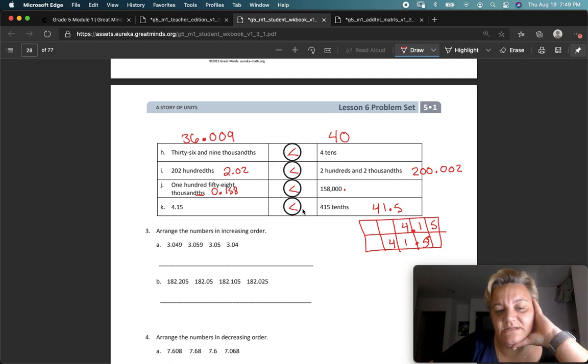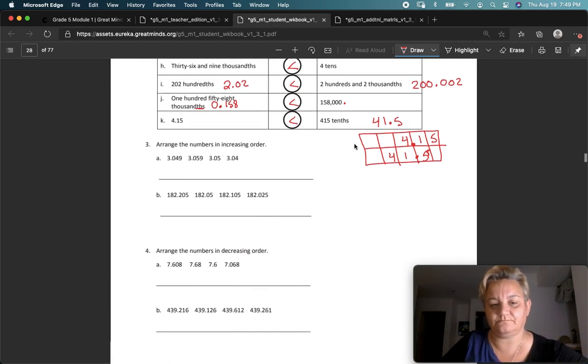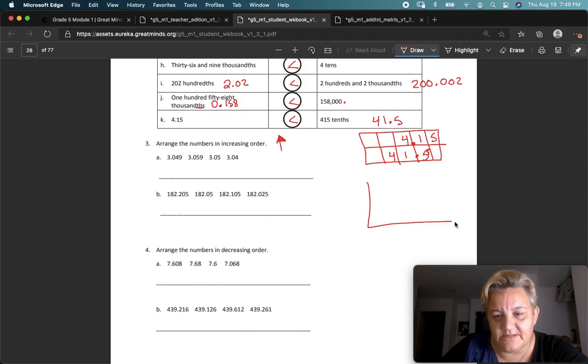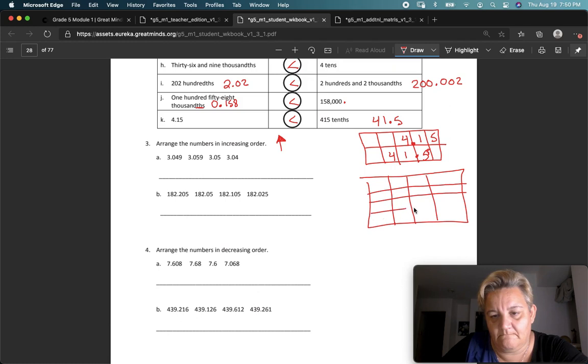Okay. Arrange the numbers in increasing order. Increasing means going up. Okay. So I'm going to go from small to big. Okay. So 3, 3, 3, 3. All right, well, they all started with 3. So 3 and 0, 4, 9. 3 and 0, 5, 9. 3 and 0, 5. And then 3 and 0, 4.